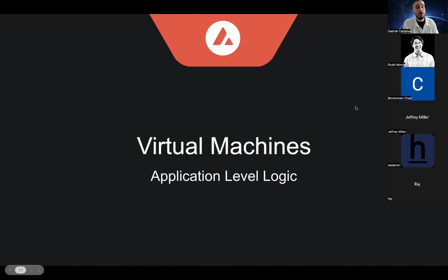So as a developer, when you write a virtual machine, you don't need to concern yourself with lower level logic like networking or consensus or the structure of your blockchain. Avalanche does this behind the scenes so that you can focus on the things that you want to build. You can focus on your special sauce.